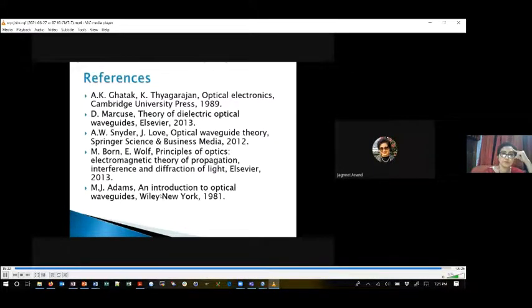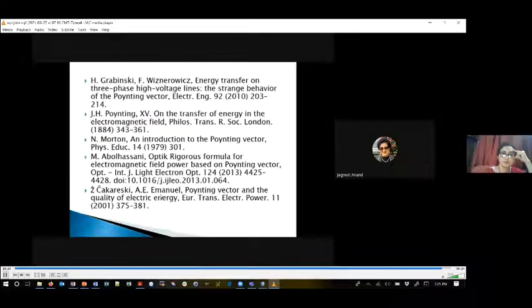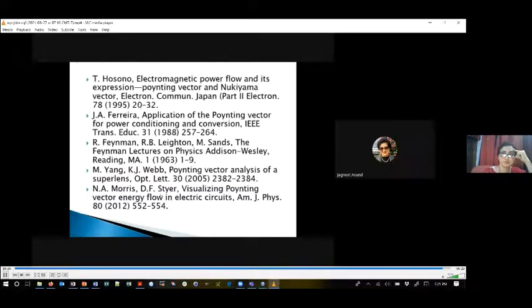So these are the references which we referred for the Poynting vector as well as the sensors.